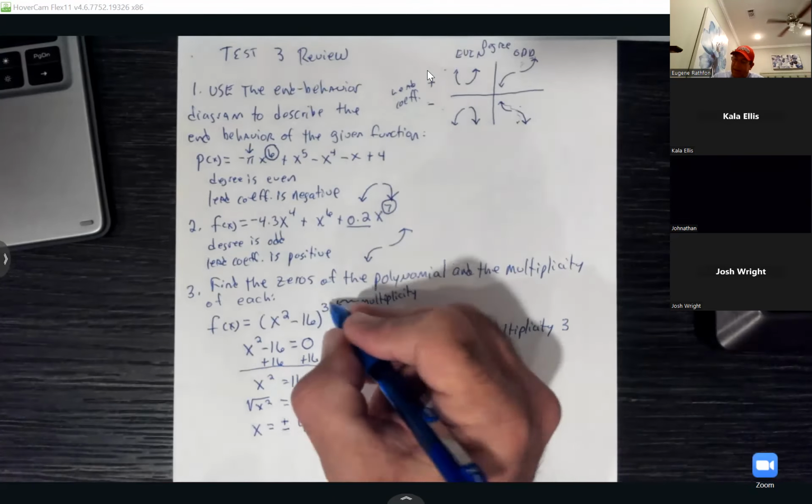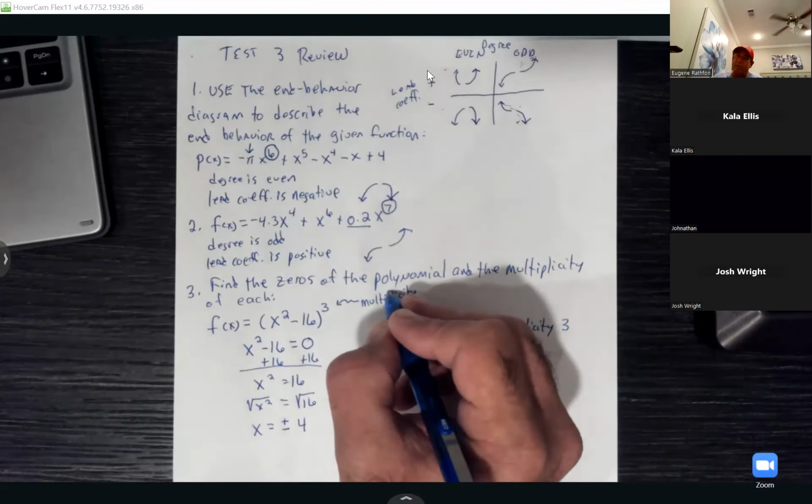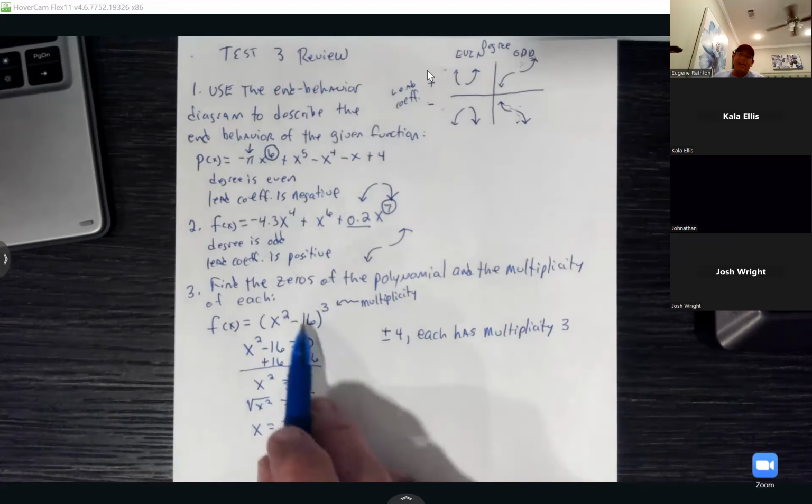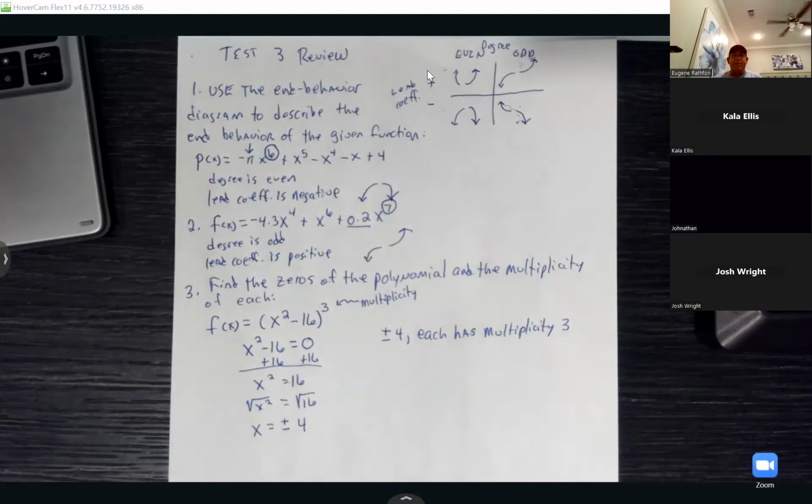Okay, so remember that the outside exponent gives you your multiplicity. The factor inside the parentheses gives us those actual zeros, okay?